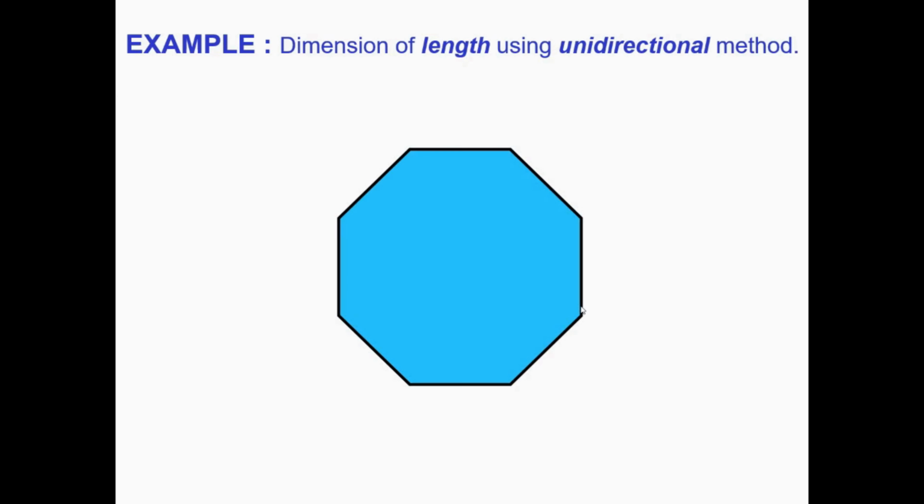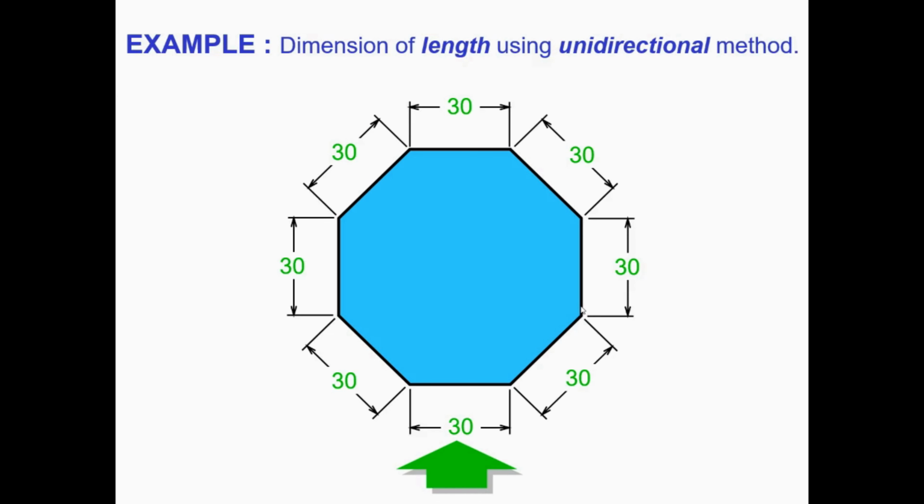Let's also look at the unidirectional. So if you look at this, you could see that the dimension can be read horizontally. You have the 30, irrespective of how it has been inclined, you still can read the dimension figure very well. So this is the unidirectional method.